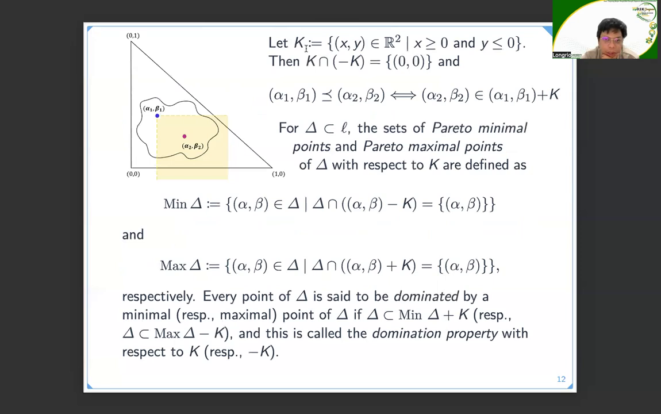Here, we denote K as this yellow area. Then K intersection minus K is just this singleton set, hence pointed. And we have similar ordering here. A pair is inferior to this pair if and only if this point is inside this alpha 1, beta 1 plus K.